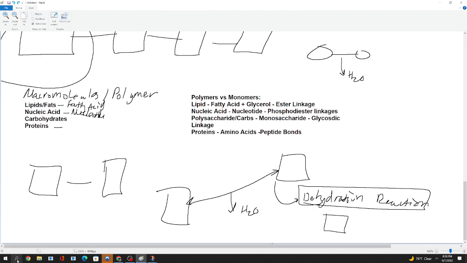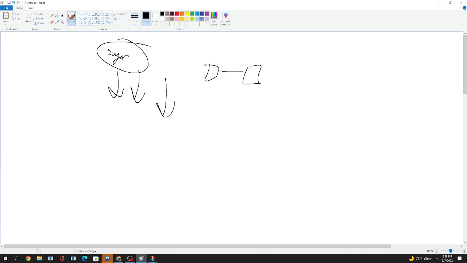Now, the converse happens when, let's say, I want to break down sugar. Think about ATP synthesis. Maybe that's too far. Let's say when you want to break down food. You're breaking down food, right? Let's say some sugar. Well, sugar, like we said, is a carbohydrate, and a carbohydrate is a polymer. So it's going to be made of these things right here.